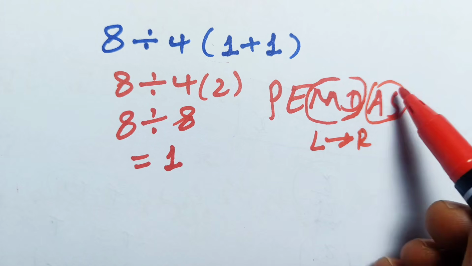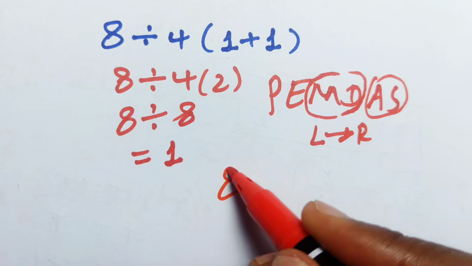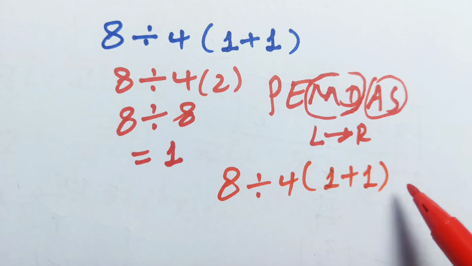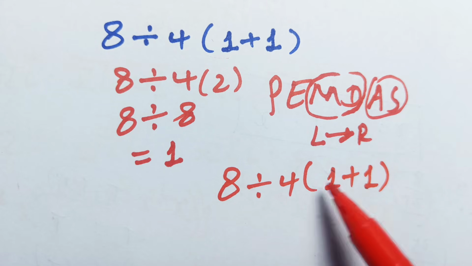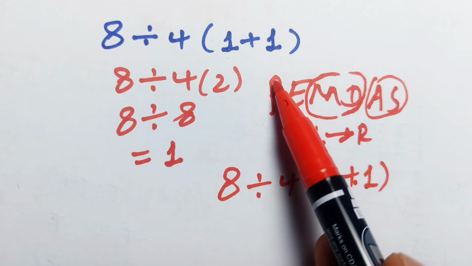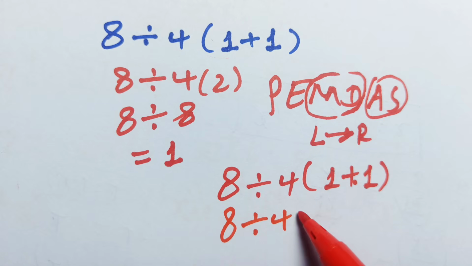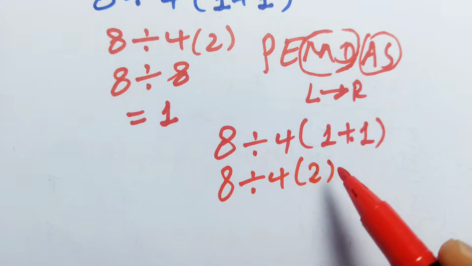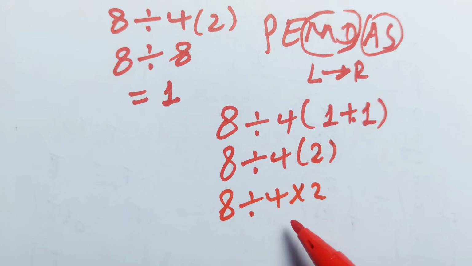So using this order of operations, let's solve this one: 8 divided by 4 times (1 plus 1). Here we have a parenthesis, or the expression inside the bracket. Before we solve the rest, we have to evaluate this first because P is first. So 1 plus 1 is 2. We can rewrite it as 8 divided by 4 times 2.